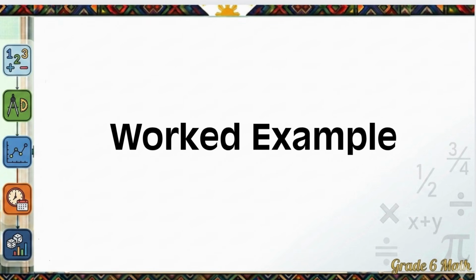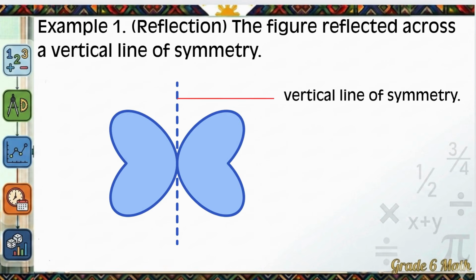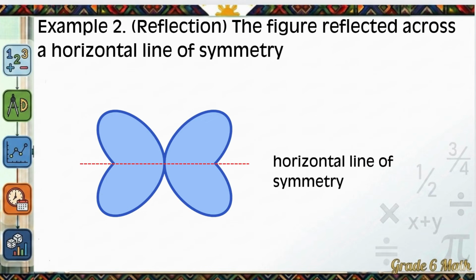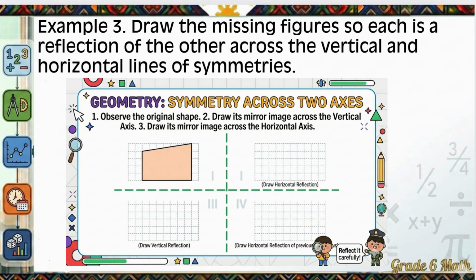Worked example. Example 1. Reflection. The figure reflected across a vertical line of symmetry. Example 2. Reflection. The figure reflected across a horizontal line of symmetry. Example 3. Draw the missing figures so each is a reflection of the other across the vertical and horizontal lines of symmetries.